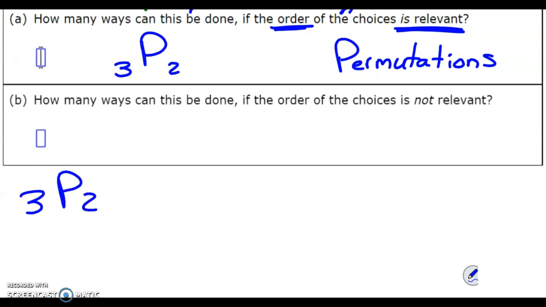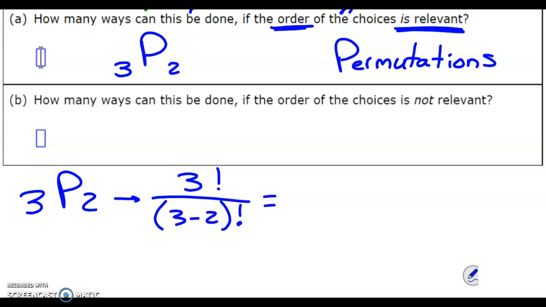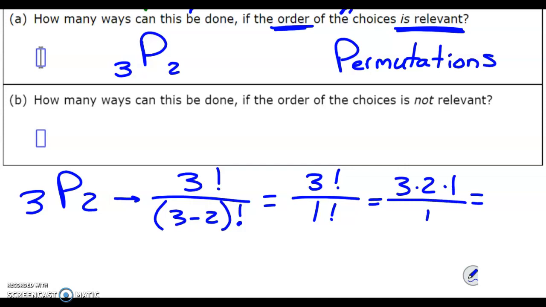So 3 pick 2, you're going to have 3 factorial over 3 minus 2 factorial. 3 minus 2 factorial is what? 1 factorial. So we've got 3 factorial over 1 factorial, which is 3 times 2 times 1 over 1. 3 times 2 times 1 is 6. 6 over 1. You are going to have 6 different ways of doing that.